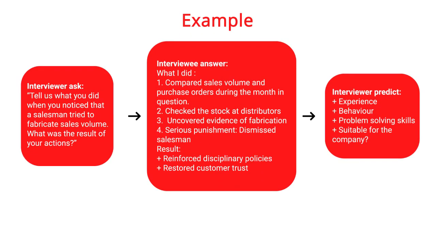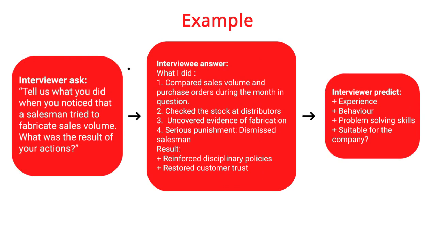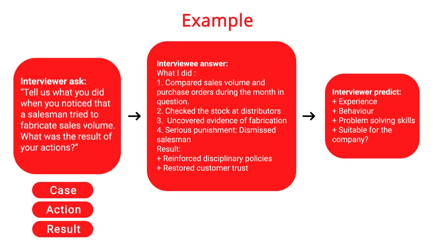Let's look at a quick example. On this slide, you can see that we have 3 different sections. The first one is where the interviewer would ask the candidate, for instance, tell us what you did when you noticed that a salesman tried to fabricate sales volume. What was the result of your actions? From this question, you can see that a case has been established. The interviewer is asking for the action that the candidate took and what the result was.